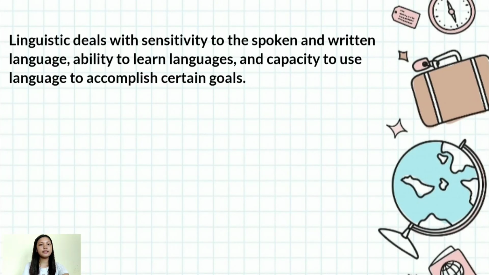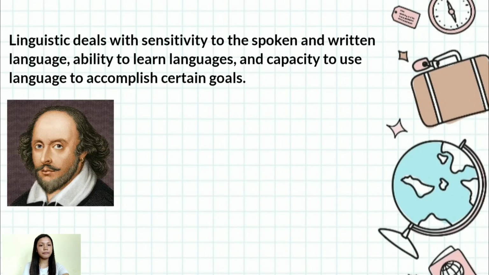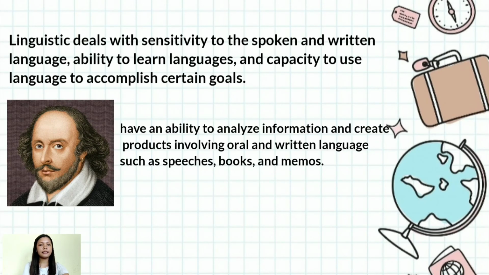Linguistic deals with sensitivity to the spoken and written language, ability to learn languages, and capacity to use language to accomplish certain goals. People with linguistic intelligence, such as William Shakespeare, have an ability to analyze information and create products involving oral and written language, such as speeches, books, and memos.